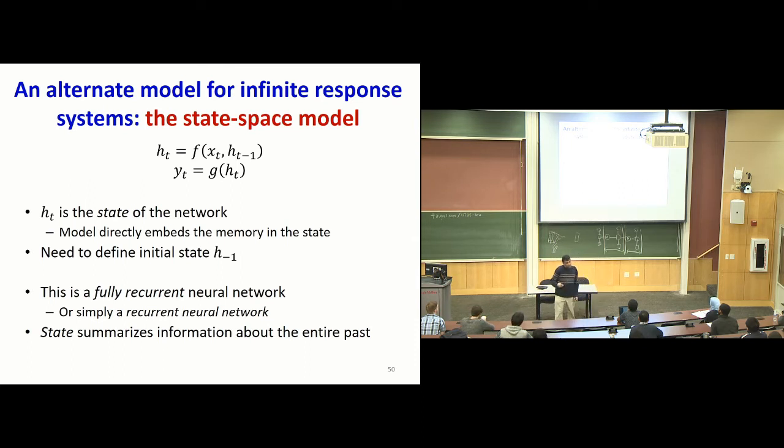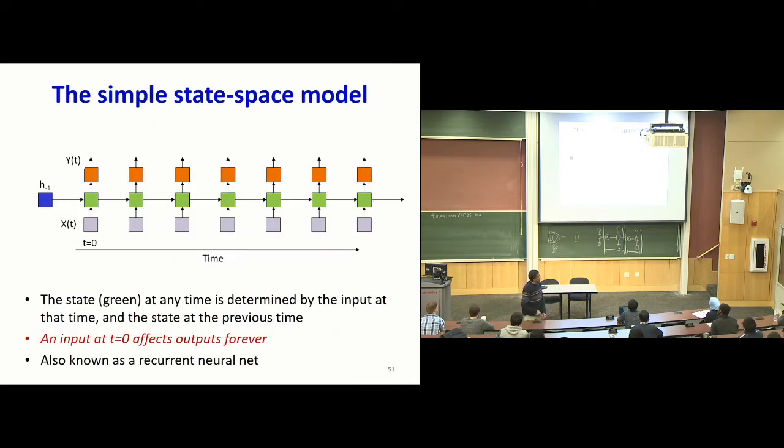And the state now summarizes the information about the entire past, right? So here's the simple state space model. The state at any time is determined by the input at that time and the state at the previous time, right? So let's say I have an input at time t.